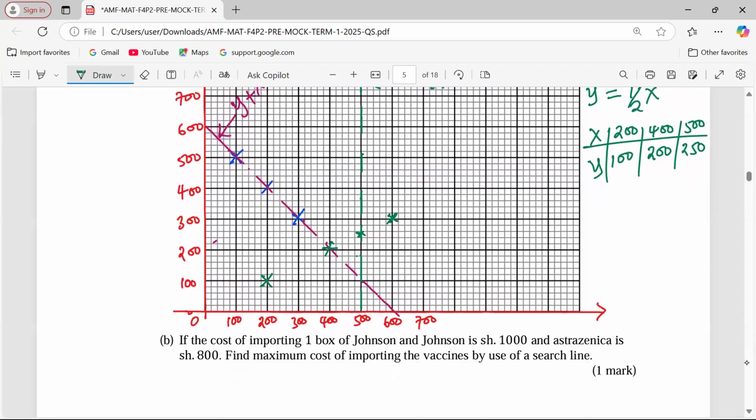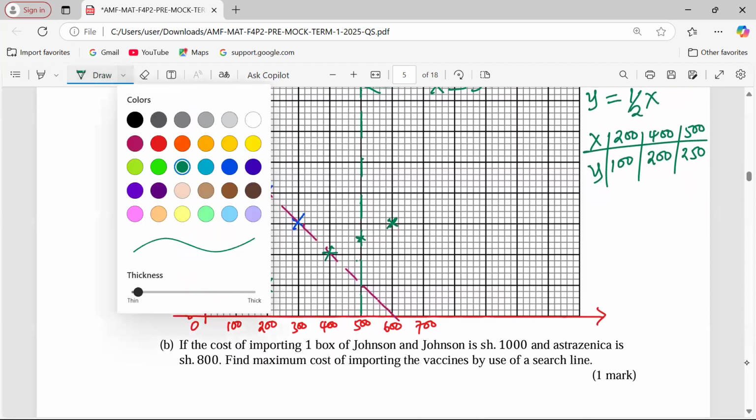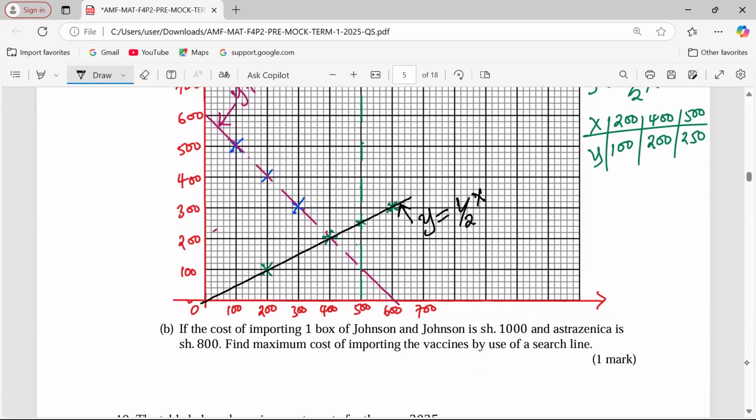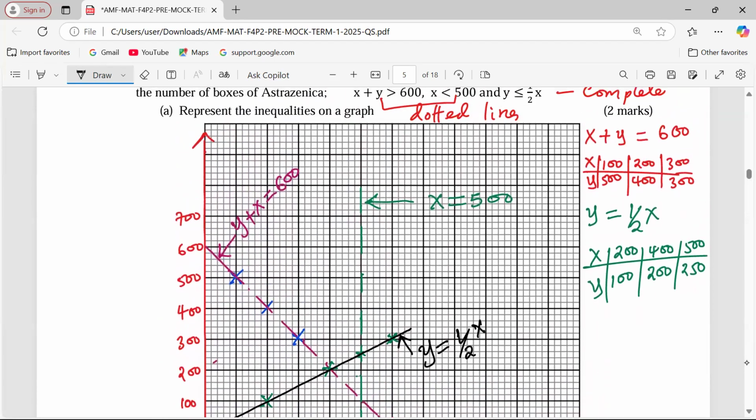So let's do this graph now. And allow me to use a different color here. When we do this line, remember it's going to be a complete line now. This is the third borderline. And this borderline is given by y equals half the value of x. So now with the borderlines, you can see that, okay, what are we going to shade first?